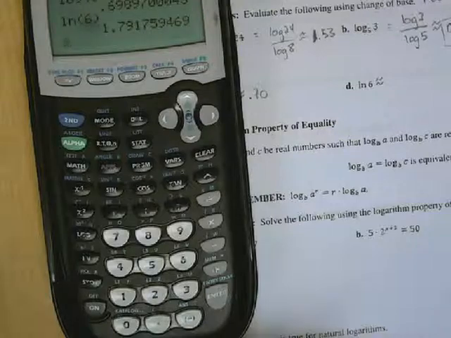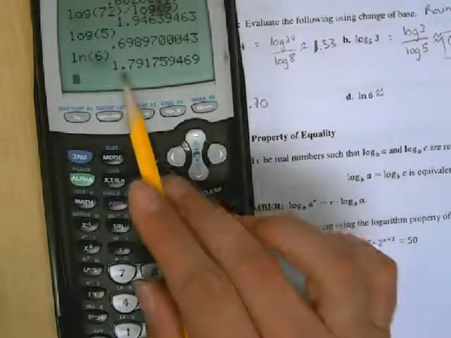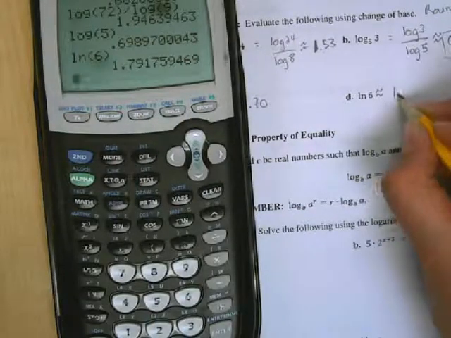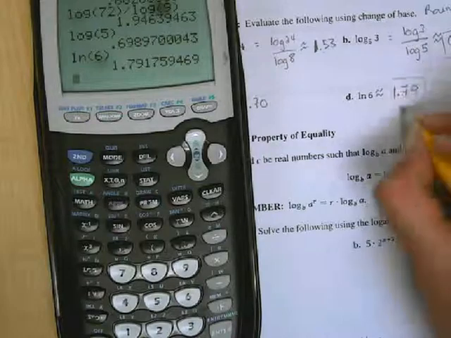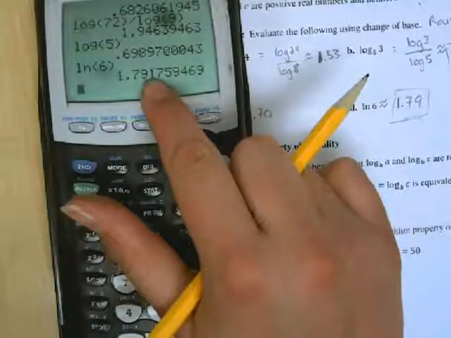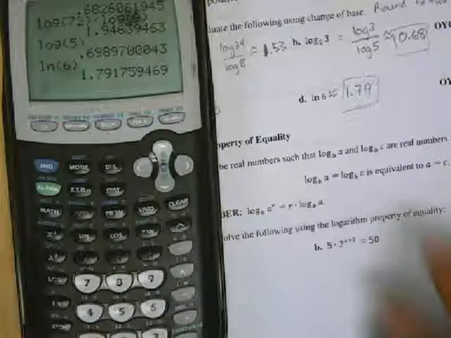Okay, and you should get natural log of 6 is 1.79. Okay, 1.79. So 1.79 is my approximation. Don't round that up, because you go to the third number. The third number is 1, so the 9 isn't going to round. Okay, again, do that last one there on your own.